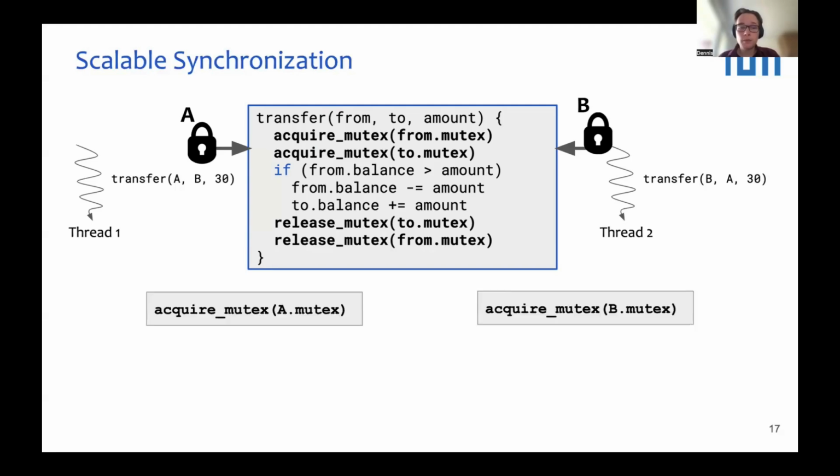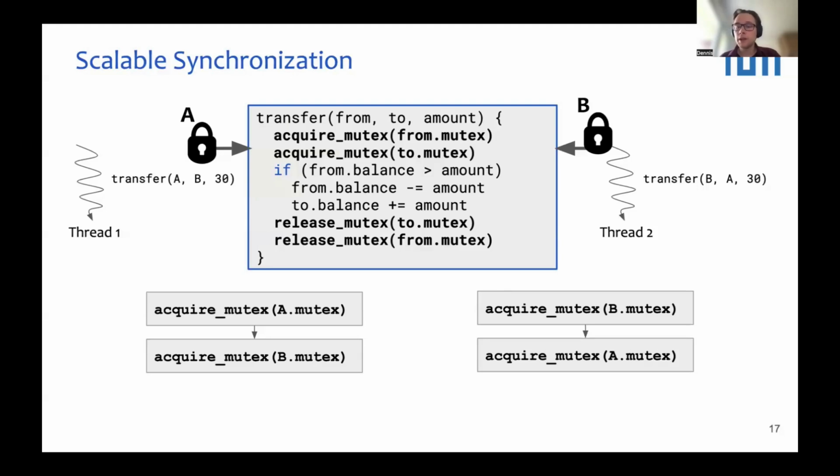we see issues. Because first, the first thread, the left thread, acquires the mutex of account A, and the right thread acquires the mutex of account B, because these are the respective from accounts. Then the left thread wants to acquire the mutex of account B, but this one is already acquired by the right thread. And then the right thread wants to acquire the mutex of account A, but that is already acquired by the left thread.